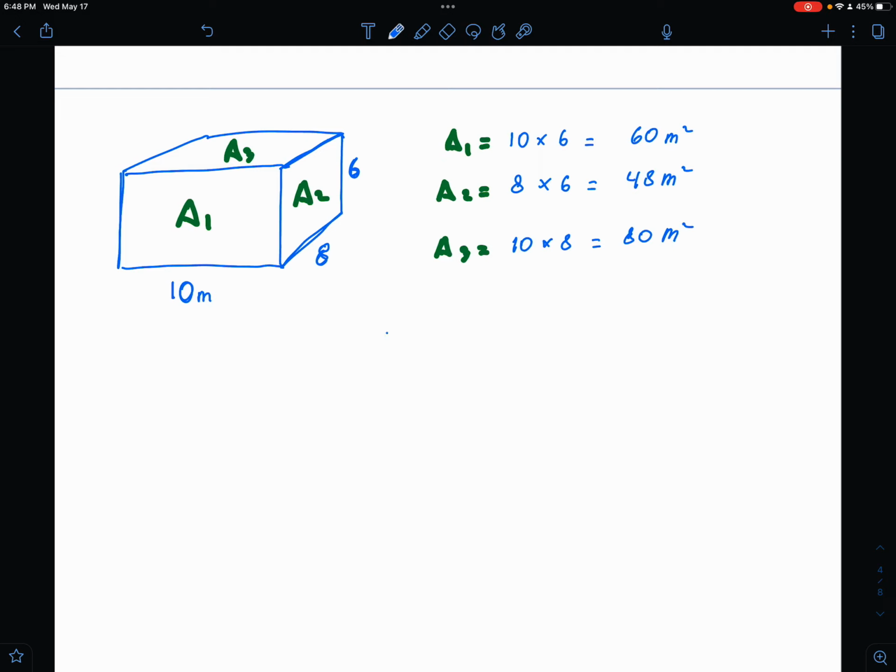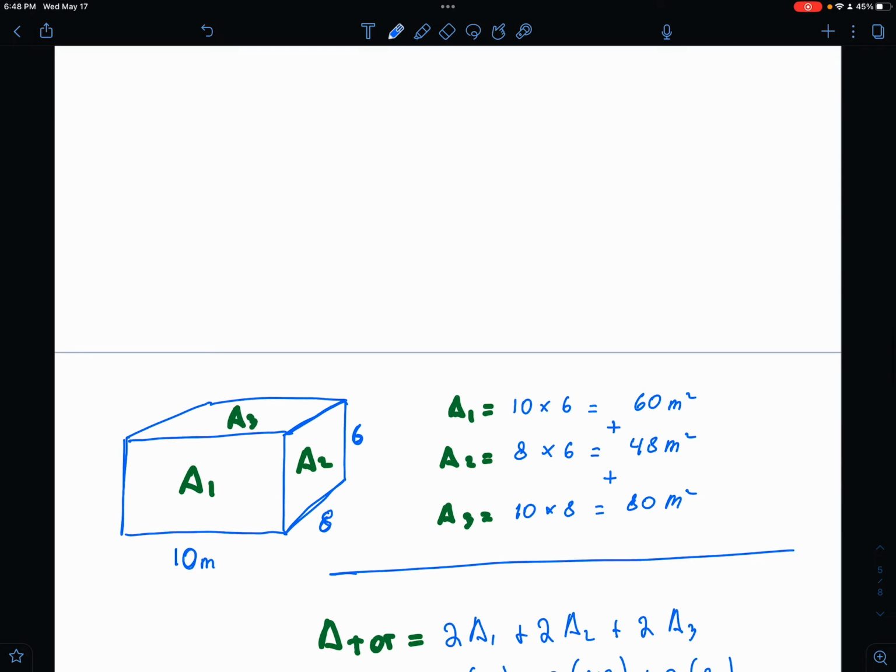Well, now we can get the total area. We can say, oh, the area total, what do you have? Well, I've got 2 of A1 and 2 of A2 and 2 of A3. Because there are 2, I could only have once, but maybe the questions will say, oh, but the lid is missing. So I'll have only 1 A3, but 2 A1 and 2 A2.